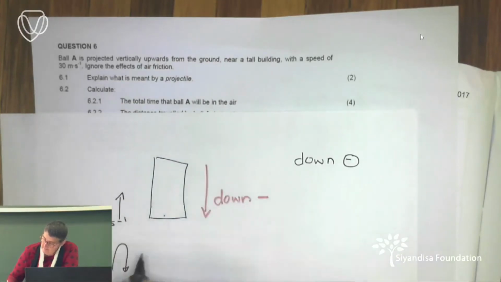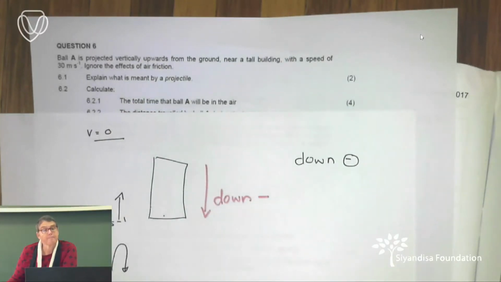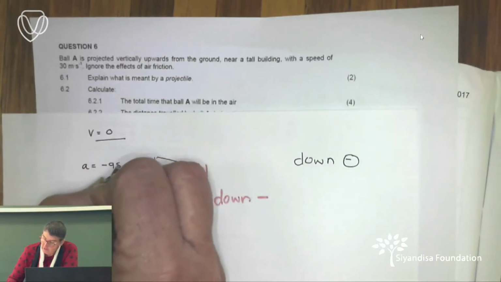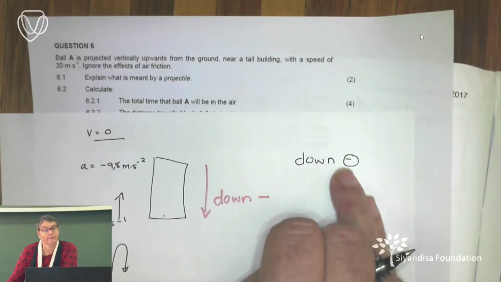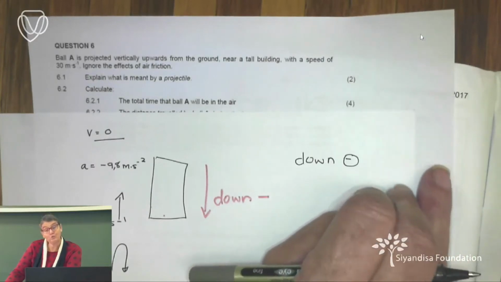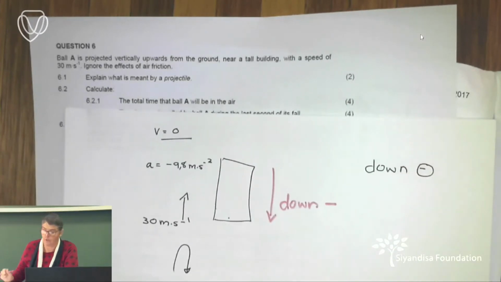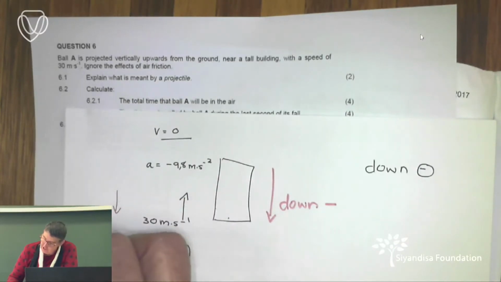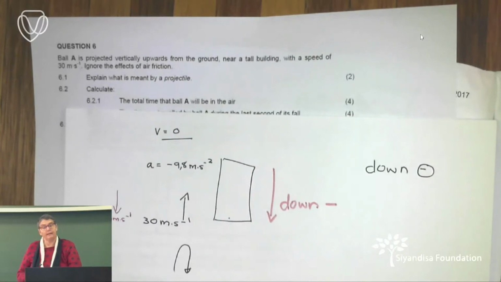I know that at maximum height, whatever maximum height is, my velocity must be equal to 0. What else do I know? I know that my acceleration in this case is equal to negative 9,8 meters per second squared. Why negative? Because I've taken down as negative. Another thing I know, and I'm going to write it in another color because this determines what formula you use: if it goes up and comes down, it's going to reach here with the same velocity. The only difference is, remember, down is negative, so that's going to be a negative.